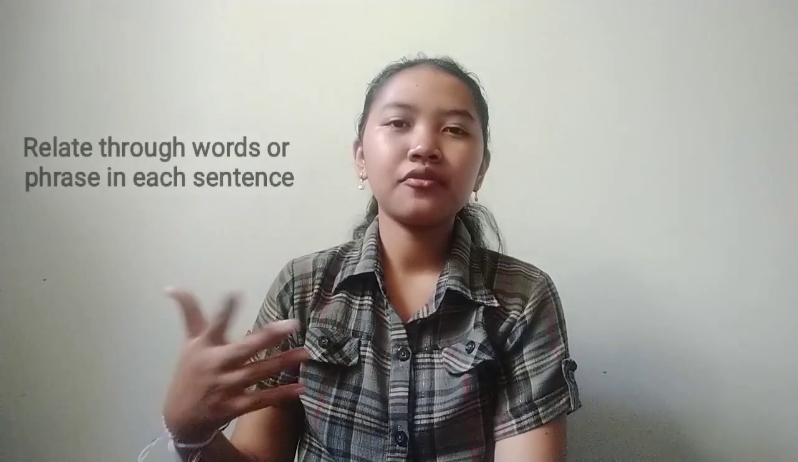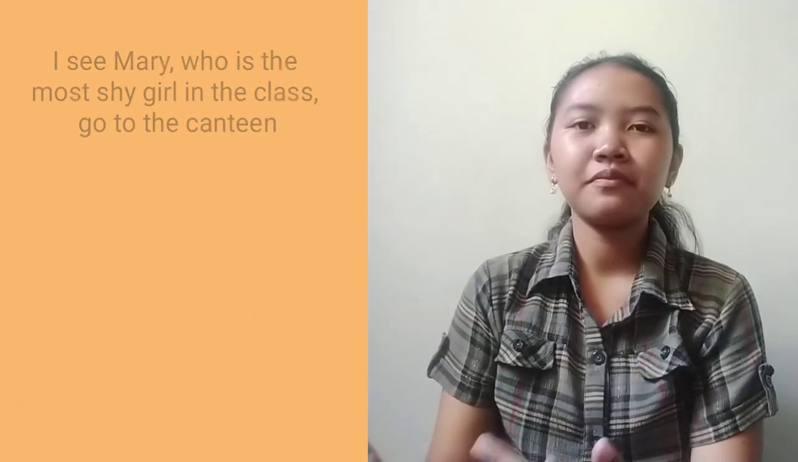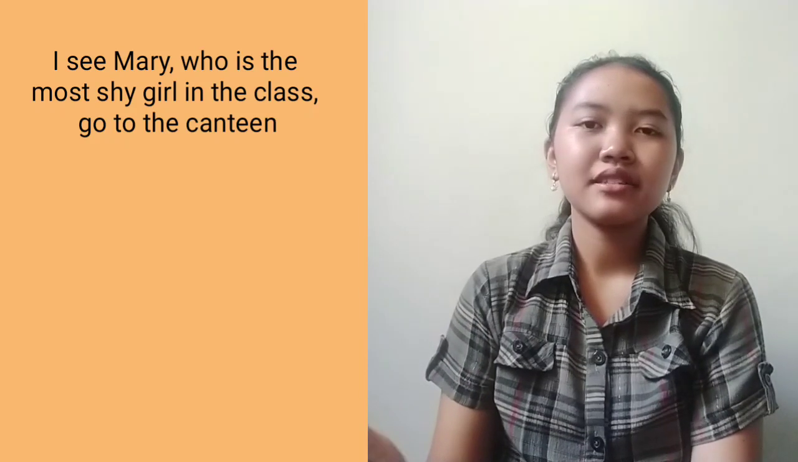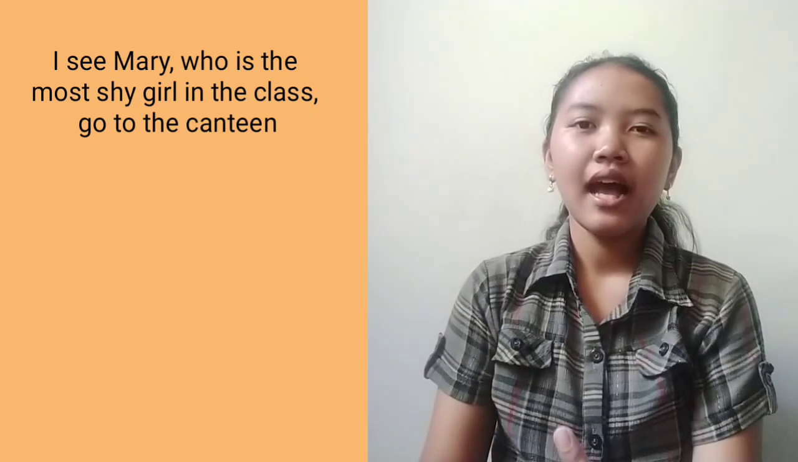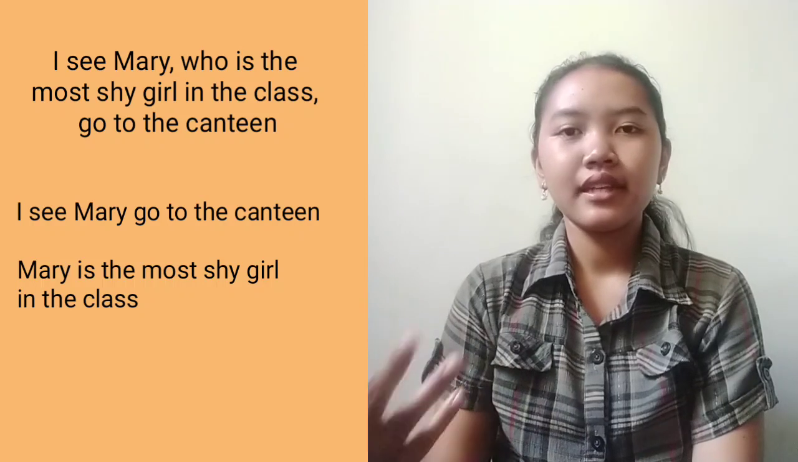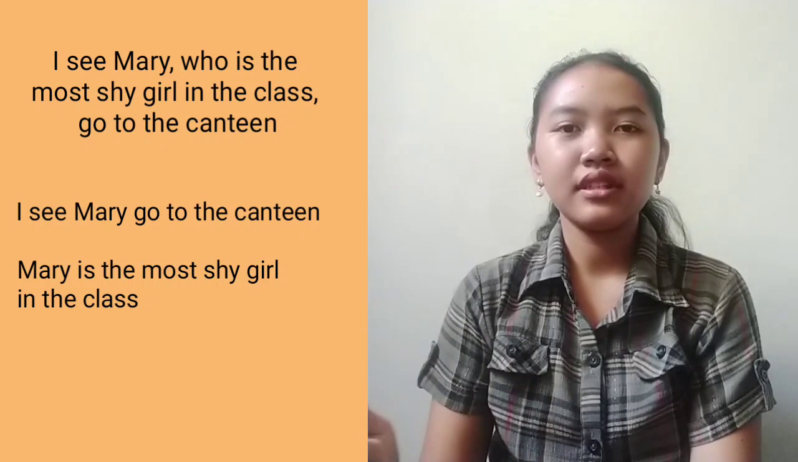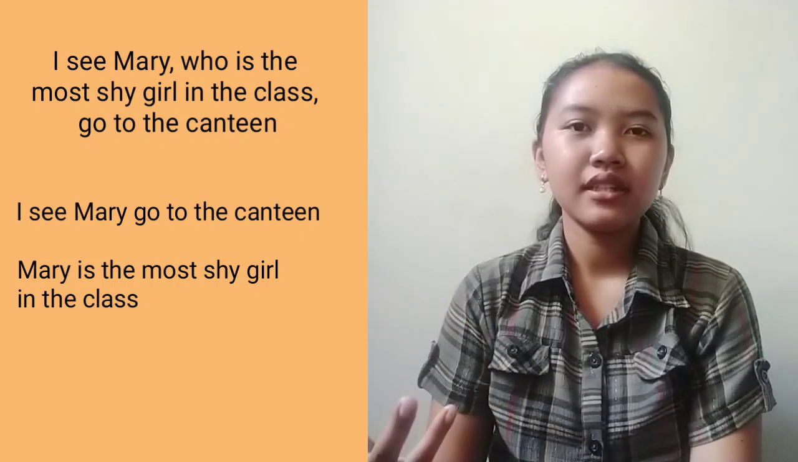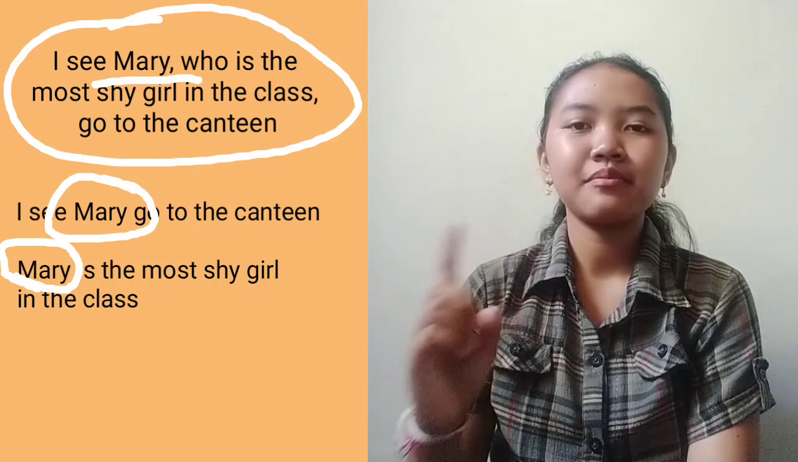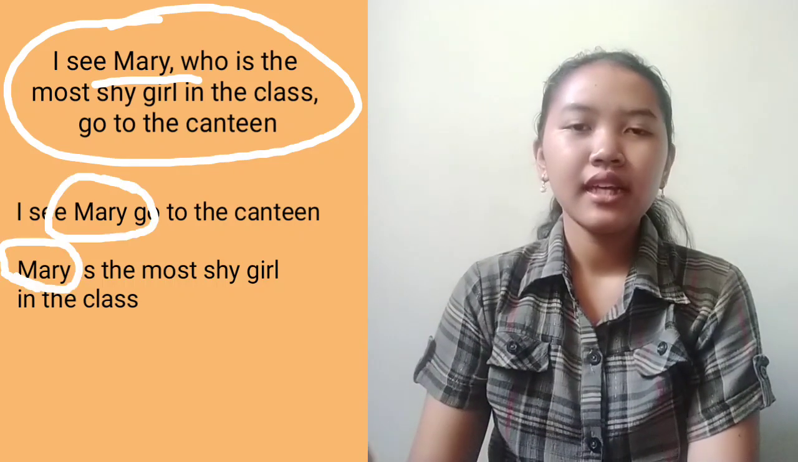It's called the relative clause because it's related to words or phrases that have the same meaning in each sentence if the sentence is separated. If we take the previous example and separate it, it will be: I see Mary go to the canteen, and Mary is the most shy girl in the class. These sentences actually relate through the word Mary to make a complete sentence. This is proof that the relative clause relates through the same word in each sentence.